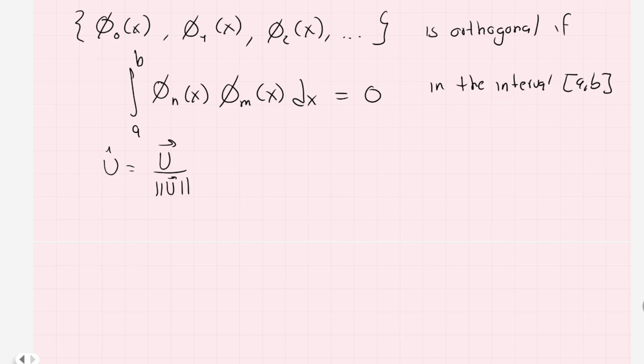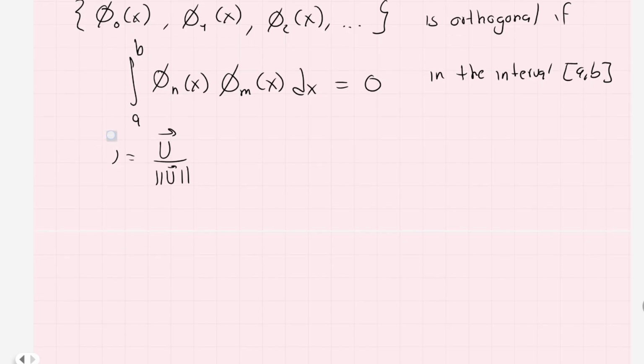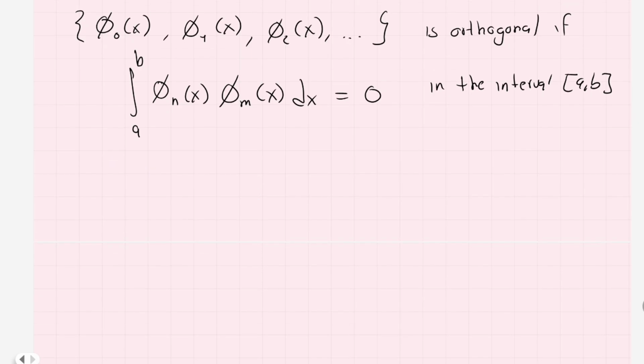If we have a set of vectors that have a magnitude equal to 1, we say that set is a normal set. And in the case that the vectors are orthogonal and have size equal to 1, this set is an orthonormal set. Okay, so we are going to generalize that to functions, to scalar functions.